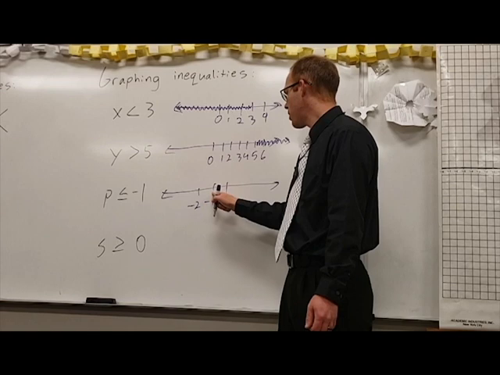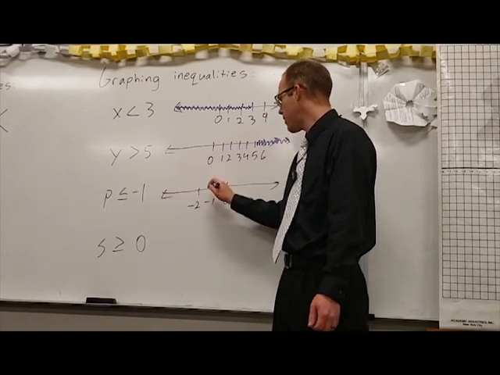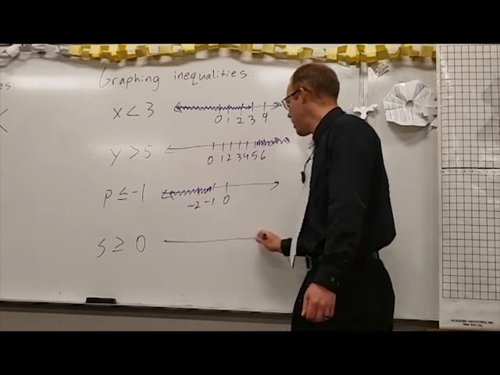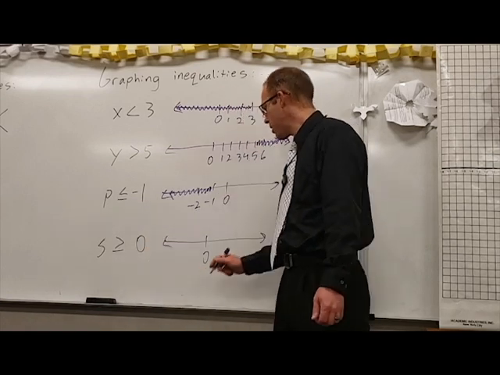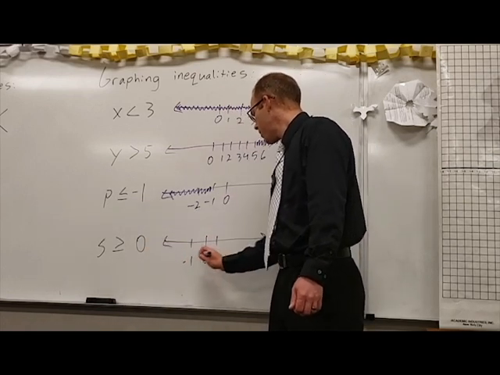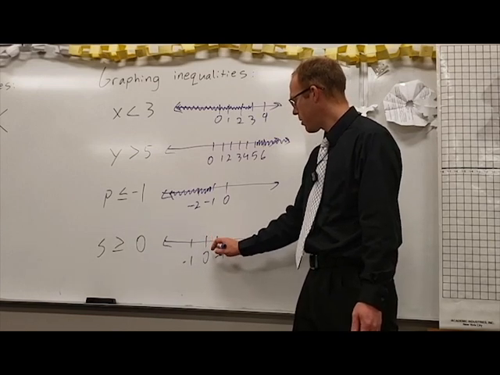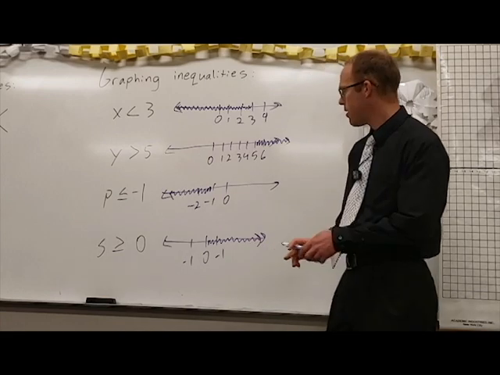So here's -1. We want numbers that are smaller than -1, so that would be again to the left-hand side. Our smaller numbers are always on the left-hand side. And our larger numbers are always on the right-hand side. So we have S is greater than or equal to 0. I wanted to highlight this one because sometimes people freak out about the number 0. The numbers that are bigger than 0 are again over on the right-hand side.